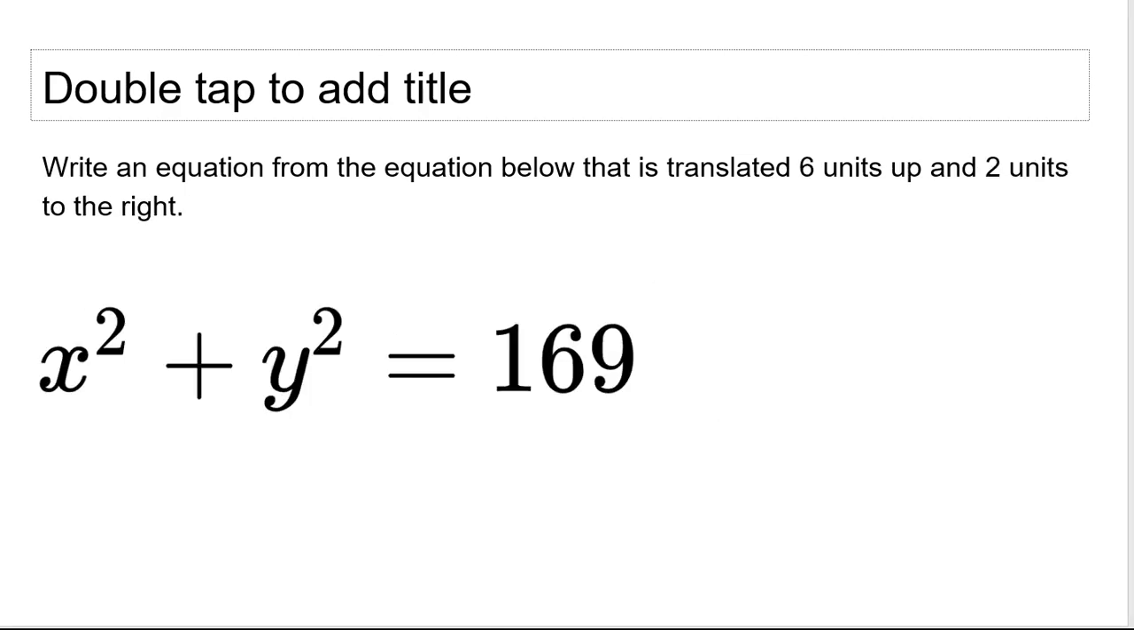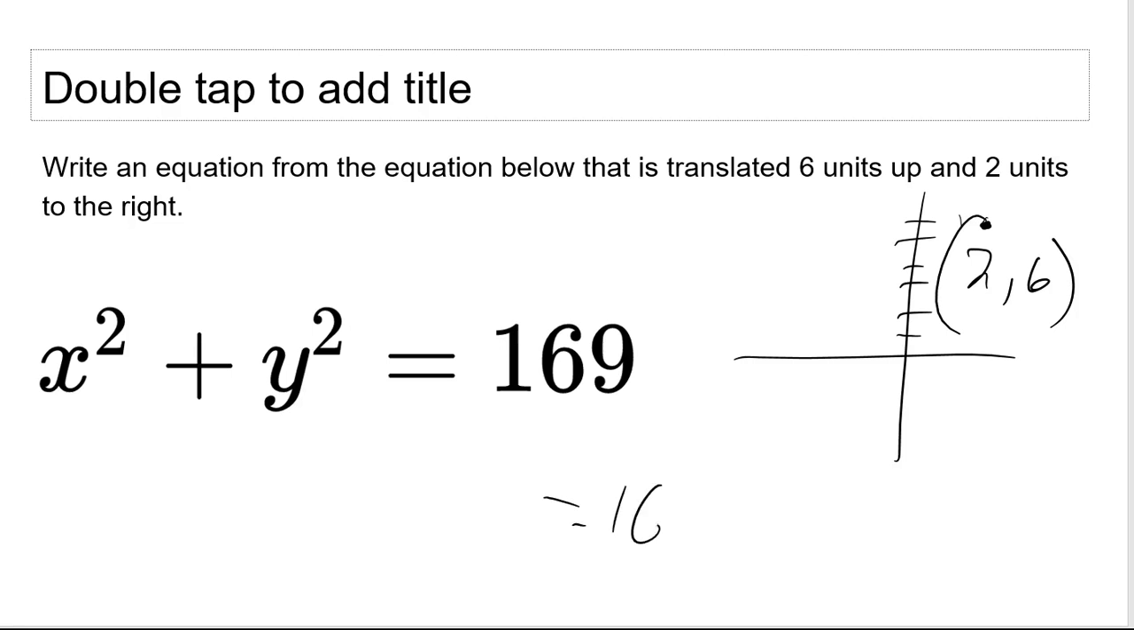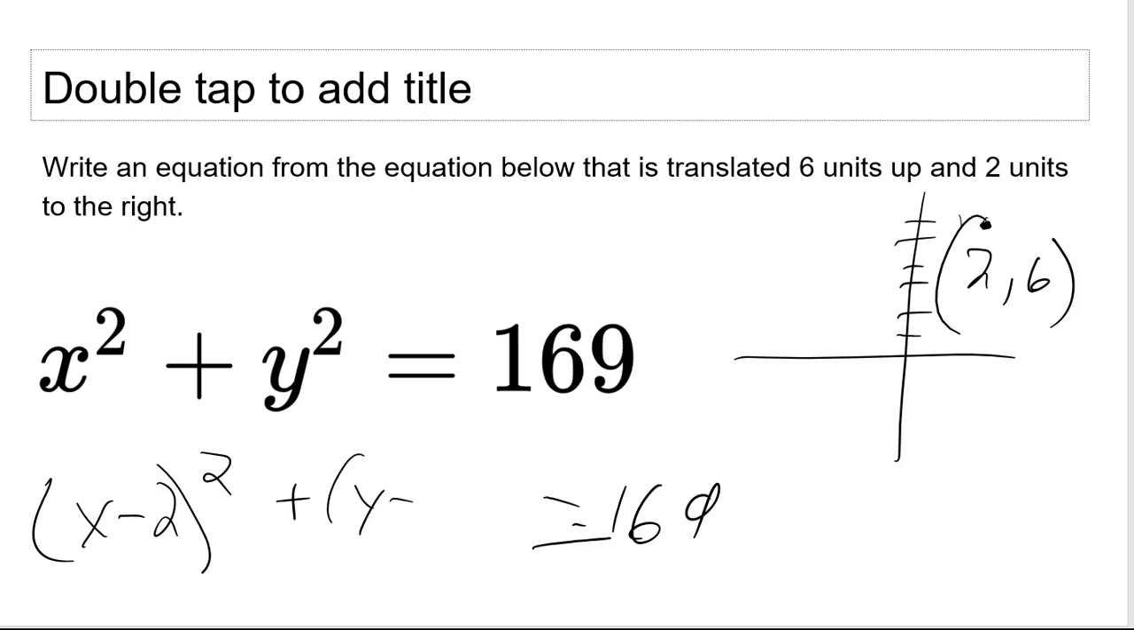Alright, same kind of problem. Write an equation when it's translated 6 units up. That means 1, 2, 3, 4, 5, 6. And 2 units to the right. So right about here. That means that point will be 2, 6. All that means is we have to write an equation that has that center. So that's x minus 2 squared plus y minus 6 squared, and it's still 1/16. That won't change. And there we go. That's all you've got to do.